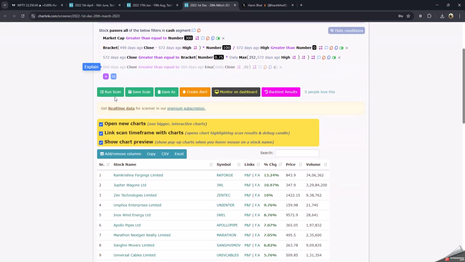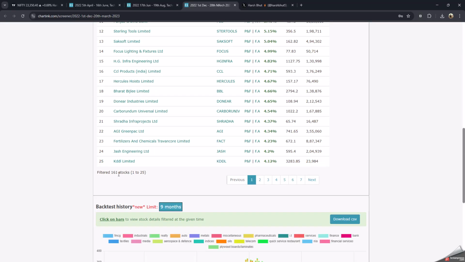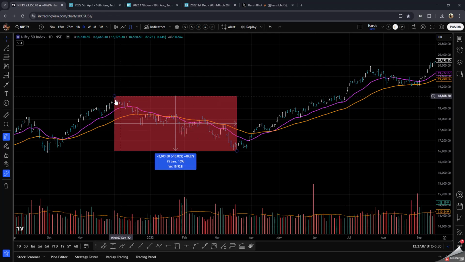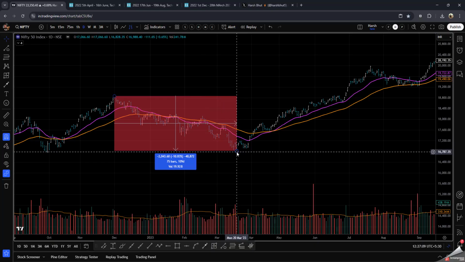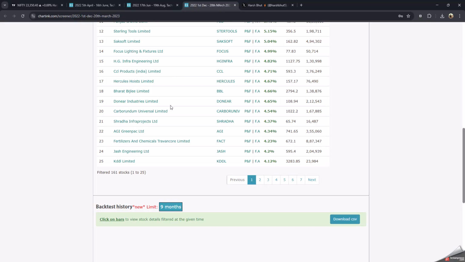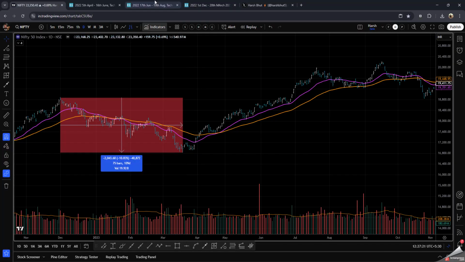Okay, and if I run the scan, I get 161 stocks. So I have 161 stocks which gave good returns here, meaning more than 0% return, either positive or nil return. So I will download this Excel, okay, and you go and check for this period. I will give you all these three scans.